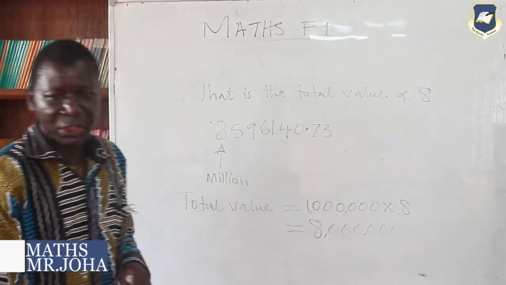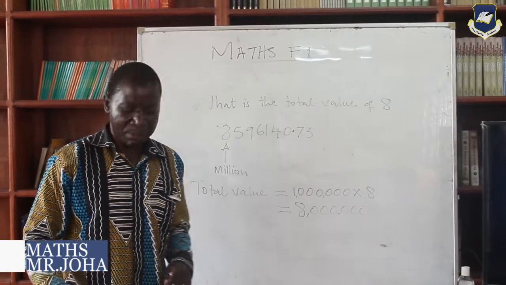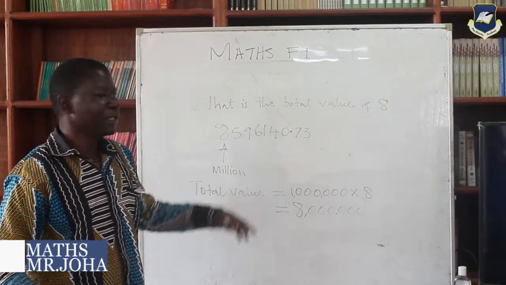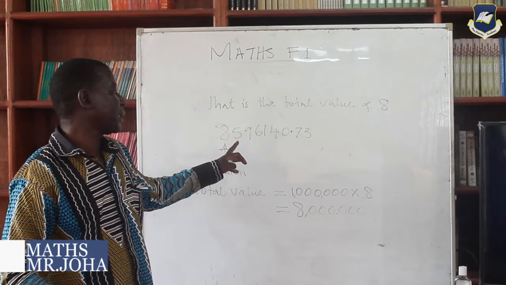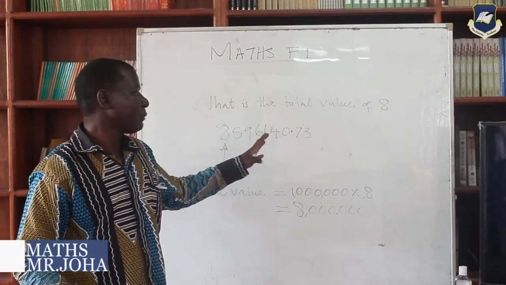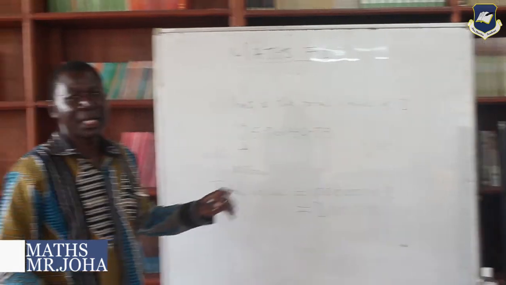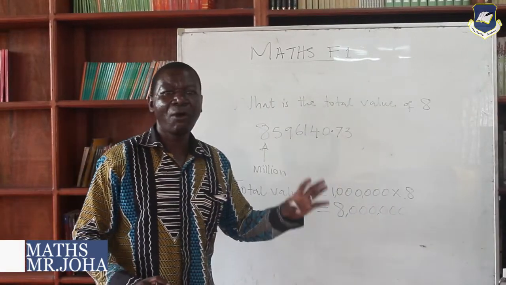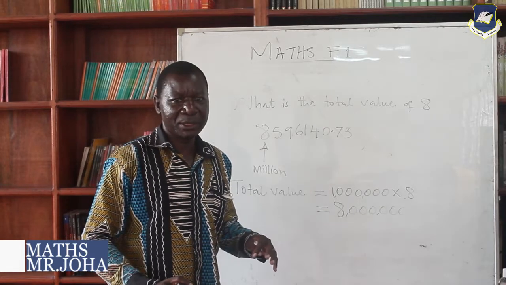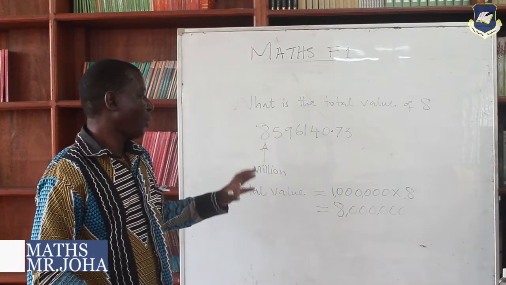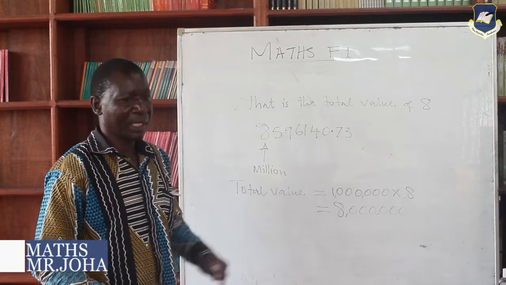So the digit 8 in this number, 8,596,140.73, carries a value of 8 million in that particular number.